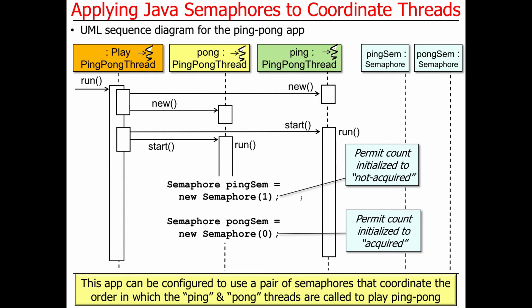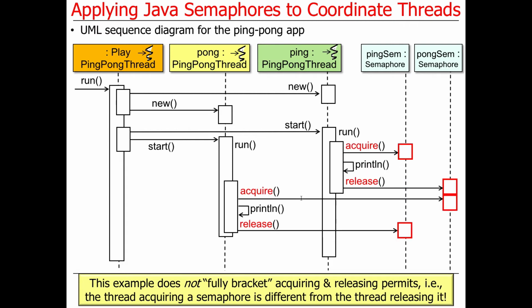They'll both go and try to acquire their respective semaphores. The ping thread will try to acquire the ping semaphore. The pong thread will try to acquire the pong semaphore. And of course, the ping semaphore will succeed because the count's 1, but the pong semaphore will not. So the pong semaphore will block.